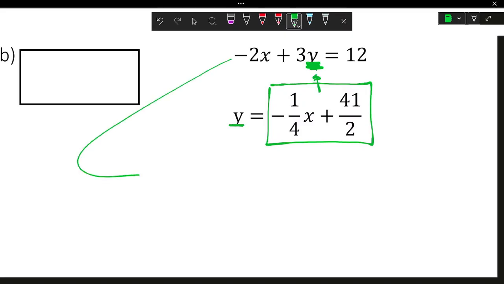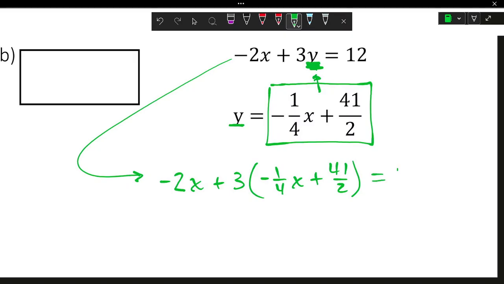So let's look at it. I'm trying to be neat because I could tell it's already messy with the fractions, and I don't need to add any messiness to this. So I'm going to have negative 2x plus 3 times the quantity of y. Playing the part of y is this wicked expression, negative 1/4 x plus 41 halves. Okay, that's 3 times y, and on the other side, that's equal to 12.